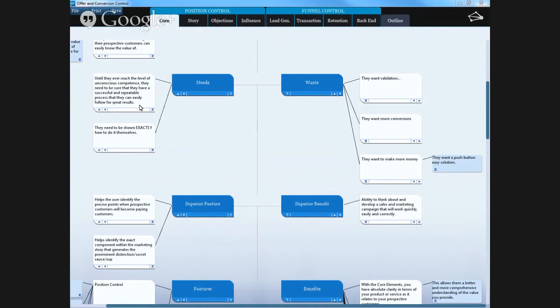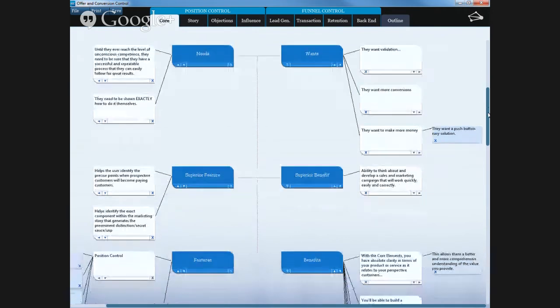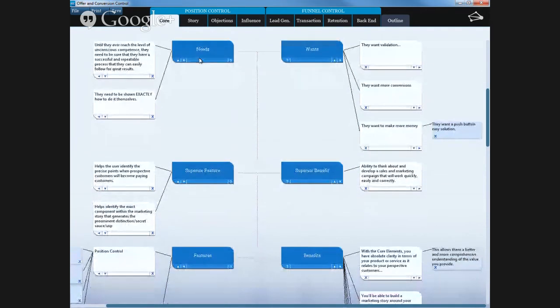So what they want and what they need is, the core human want is validation. I want to know that I've finally arrived, and I need someone to help me understand that. But what they need, though, is the process that's going to deliver that validation. They need to be shown exactly how to do it themselves. Not how to just wait for the master to show them, but how to step in and do it themselves in a repeatable process that works.